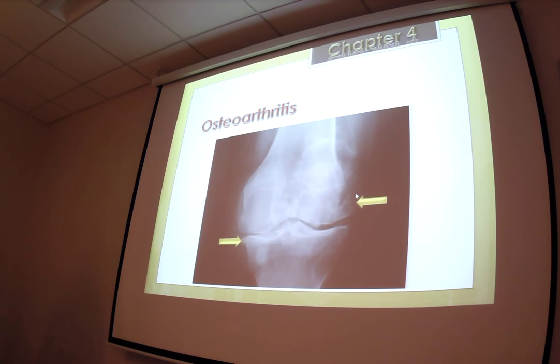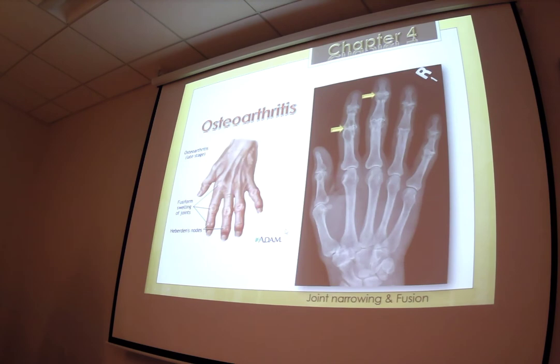So here's an image of a left knee. You're going to see that joint space narrowing and that osteophyte formation. You're also going to see some spur formation on the edges here. In the hand, you're going to see the narrowing of spaces in the interphalangeal joints with some fusion occurring already.